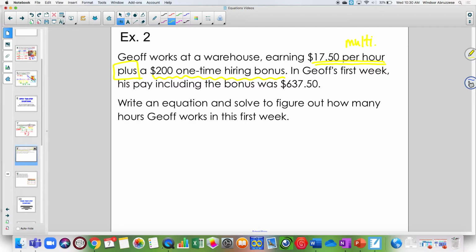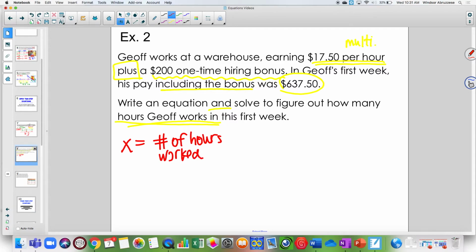In Jeff's first week, his pay, including the bonus, was $637.50. So write and solve an equation to figure out how many hours did Jeff work. So that's our unknown. X equals the number of hours worked.